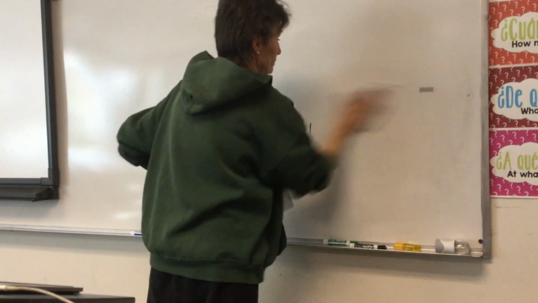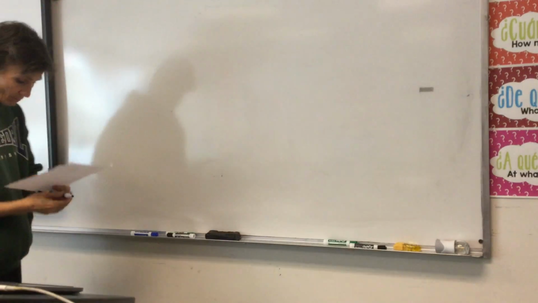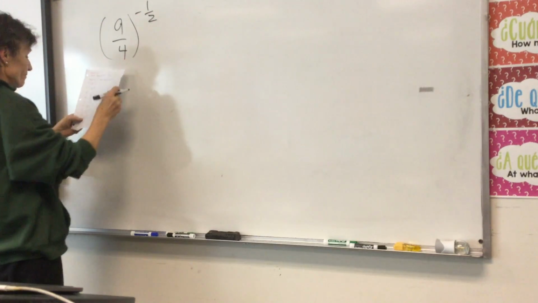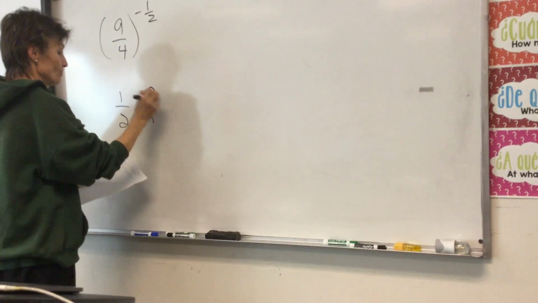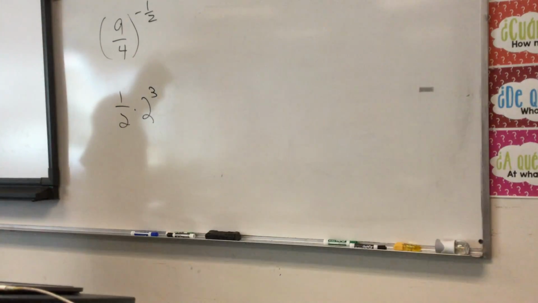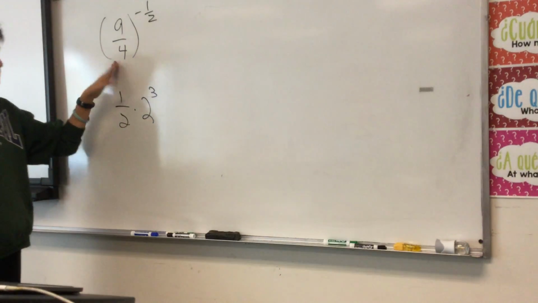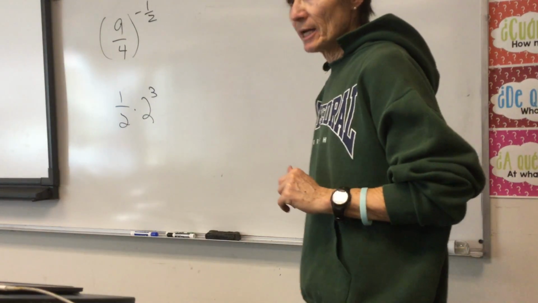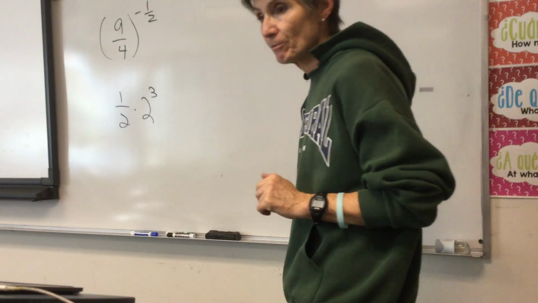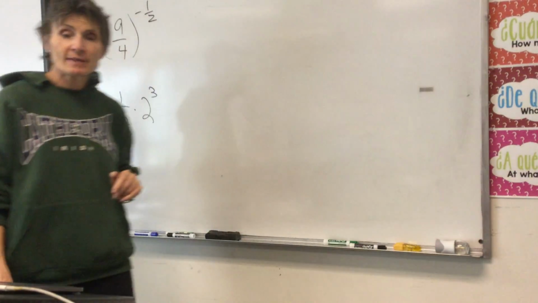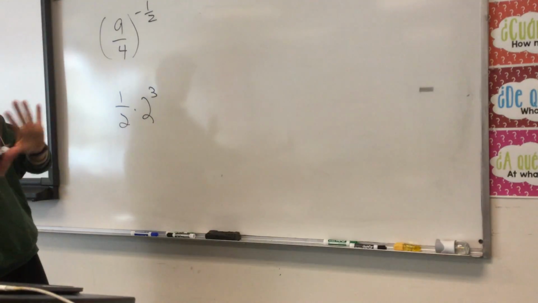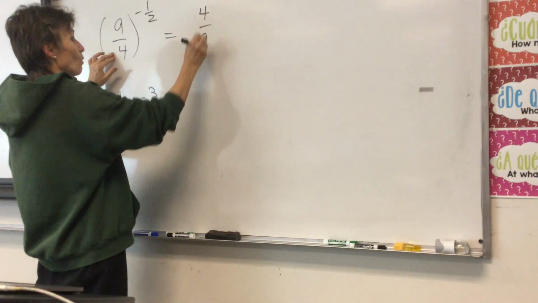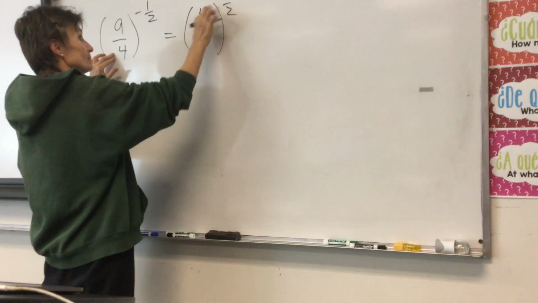All right, here we go. 9/4 to the negative 1/2 and 1/2 times 2 cubed. Okay. Who can tell me how to start the first problem there? 9/4 to the negative 1/2. What do I need to do first? Gotcha, Miss Ford. Thank you. So you're gonna flip it. Bingo, stop right there. I'll let you jump back in. But yep, step 1, we're going to flip it. So it becomes 4/9 to the 1/2.